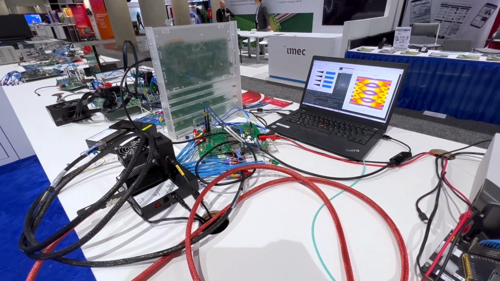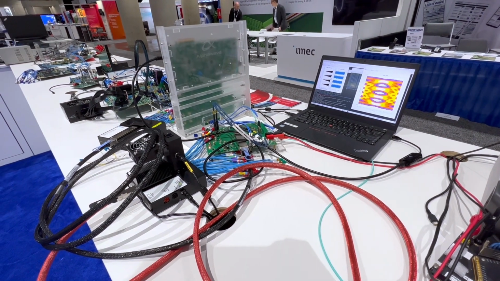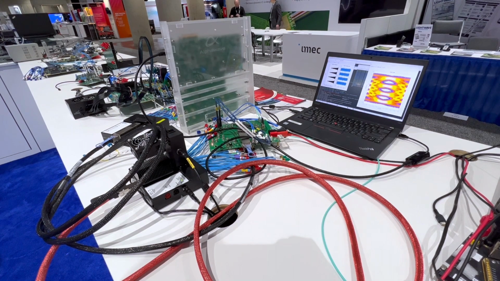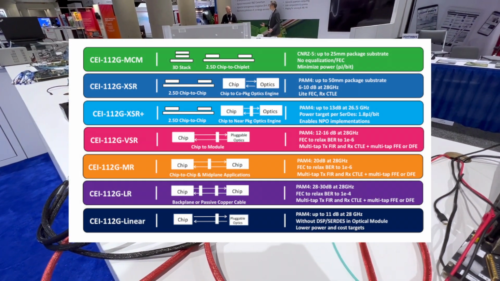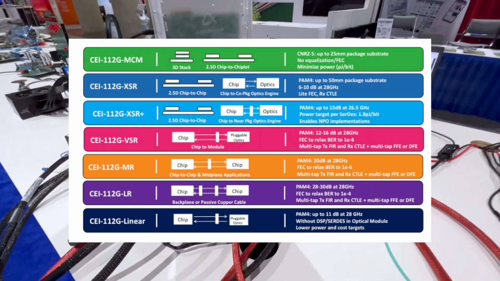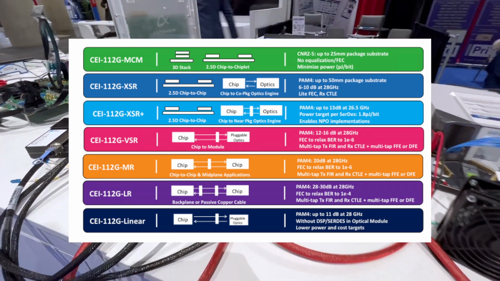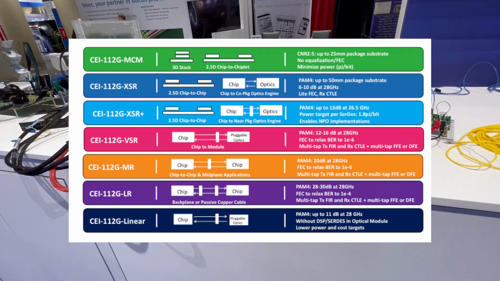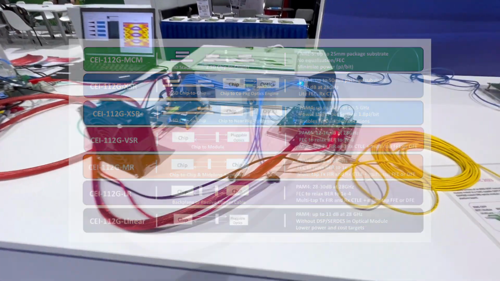Alphawave's multi-standard Serdes test chip is able to be tuned for different use cases, showing interoperability in 112 gig LR and VSR demonstrations simultaneously. The OIF's Common Electrical Interface, or CEI, has defined different technologies for different reaches, because one Serdes core isn't able to efficiently cover multiple applications.